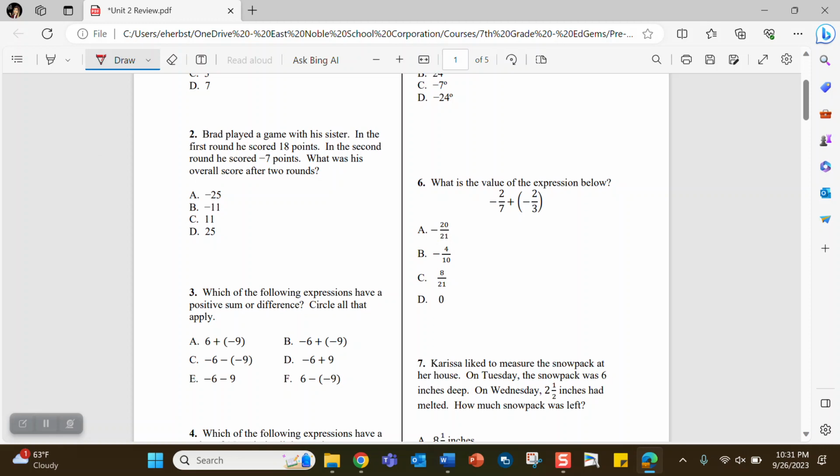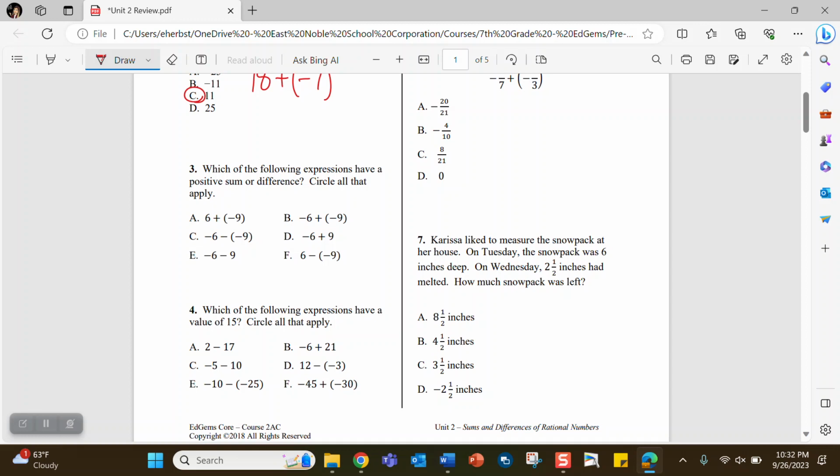Number 2 says, Brad played a game with his sister. In the first round, he scored 18 points. In the second round, he scored -7 points. What was his overall score? So we're going to add these two numbers together. 18 plus -7, so we have numbers that have opposite signs, so we're going to subtract in our head. 18 minus 7 is 11, and 18 is the bigger number and it's positive, so our answer is +11.